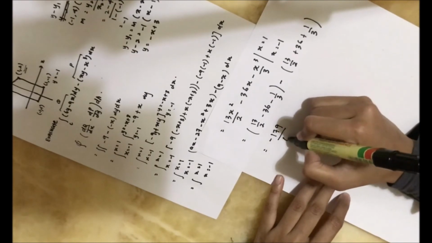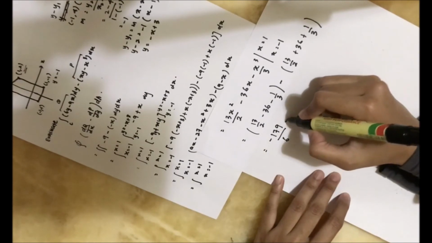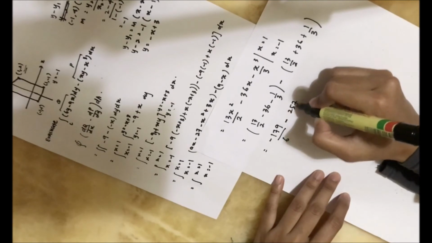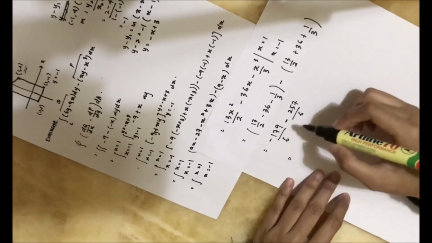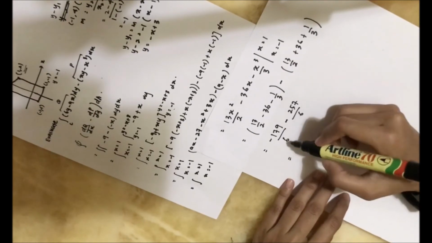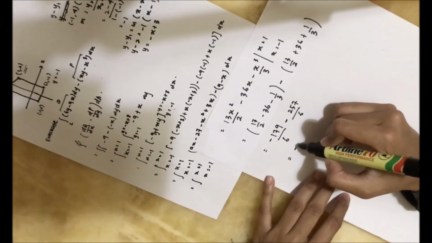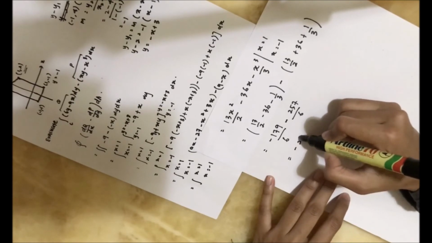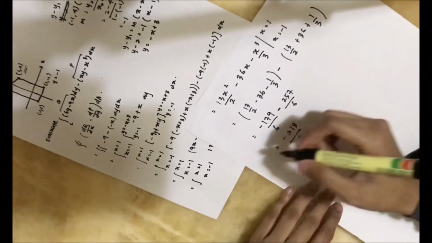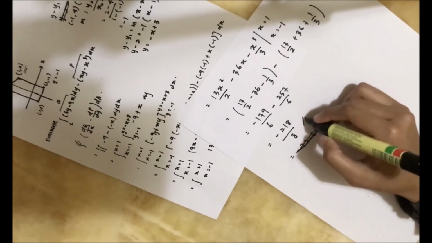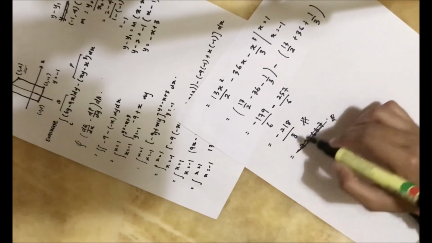Okay, equals to negative 179 over 6 minus 257 over 6. For this, then just solve this. We got negative 218 over 8. And this is the final answer.